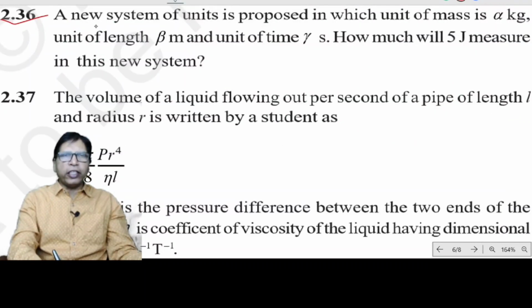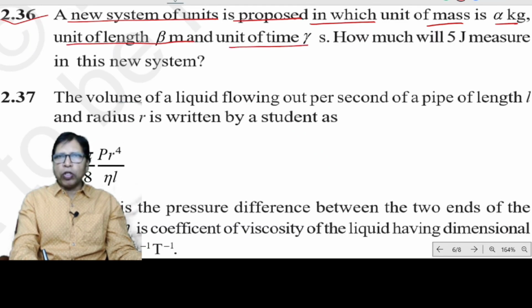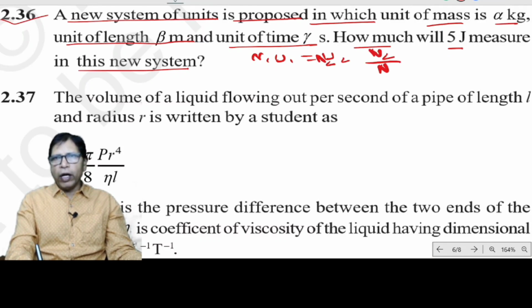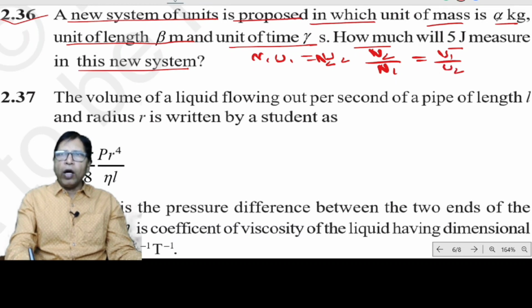Okay. 2.36. A new system of units is proposed in which the unit of mass is alpha kg, unit of length is beta meter, and unit of time is gamma second. How much will 5 joule measure in this new system? Okay. Now look at this. Here N1 U1 equals N2 U2. Okay, no problem. Therefore, look at this, N2 by N1 equals U1 by U2. Okay. Now look at this.